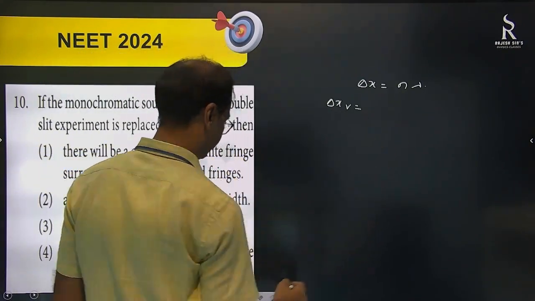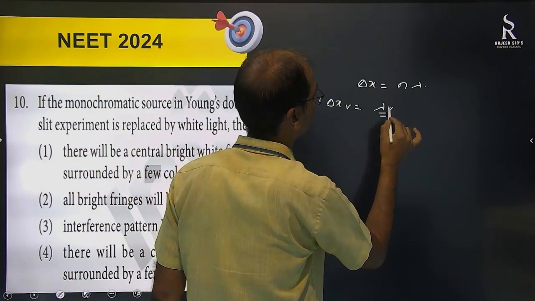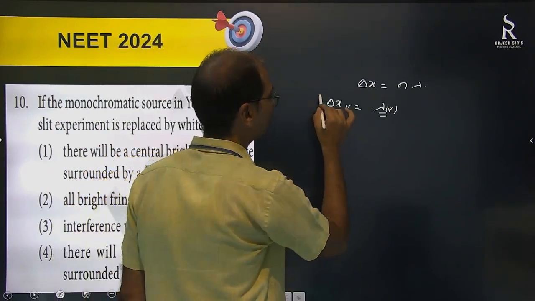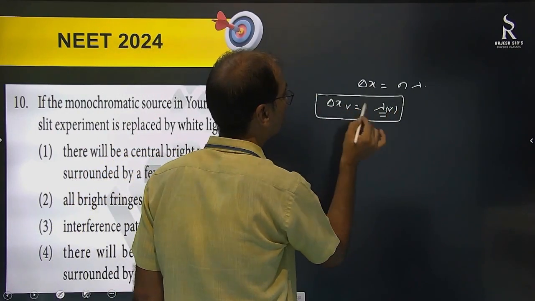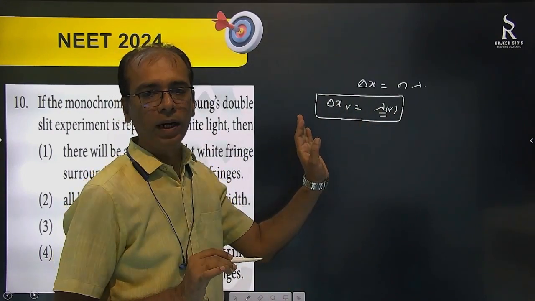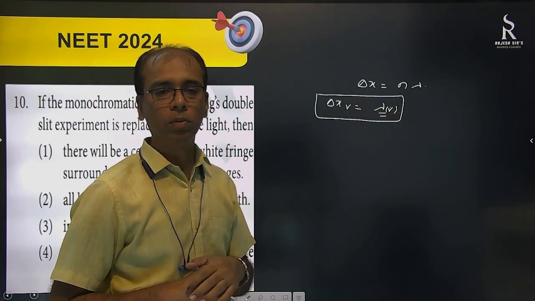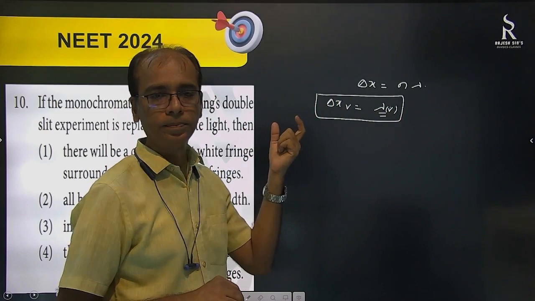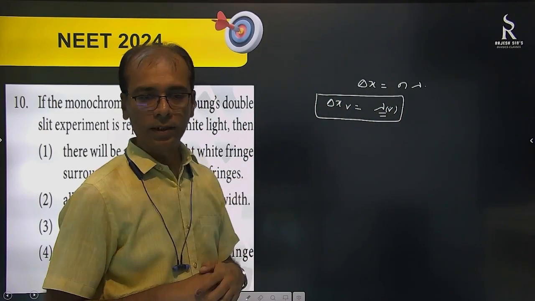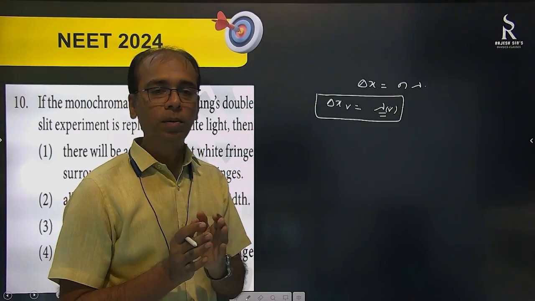Let's say this is 1. So delta x is 1 lambda, or lambda for violet, right? At this path difference, you are going to have maxima for violet color. For red, it will be lambda red. For yellow, it will be lambda yellow. So delta x, which corresponds to maximum intensity, is different for different colors. So the position of every color will be different, but the central bright is white.